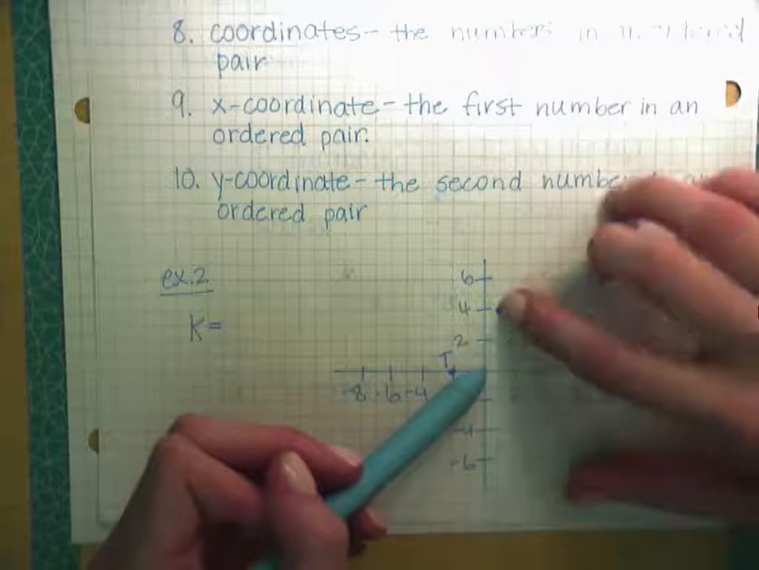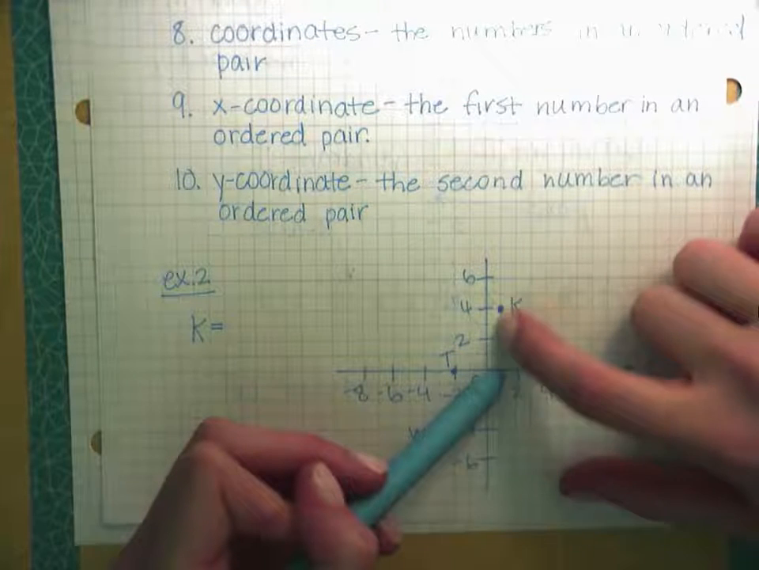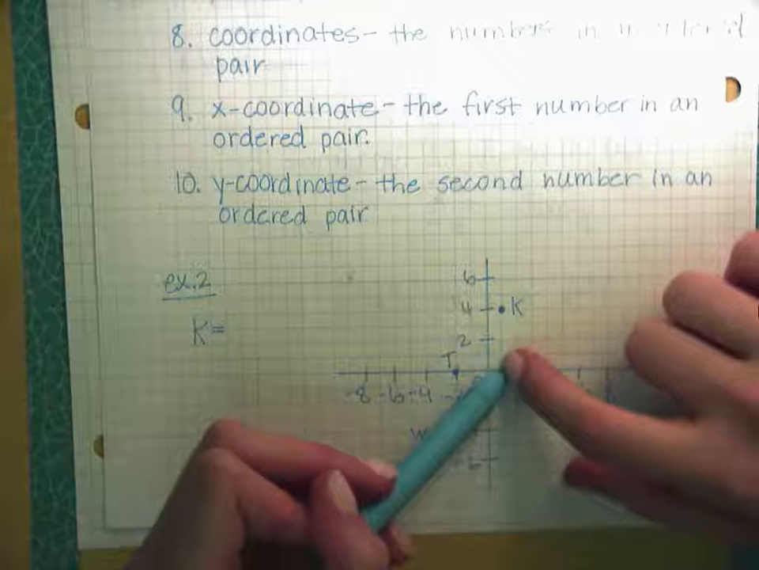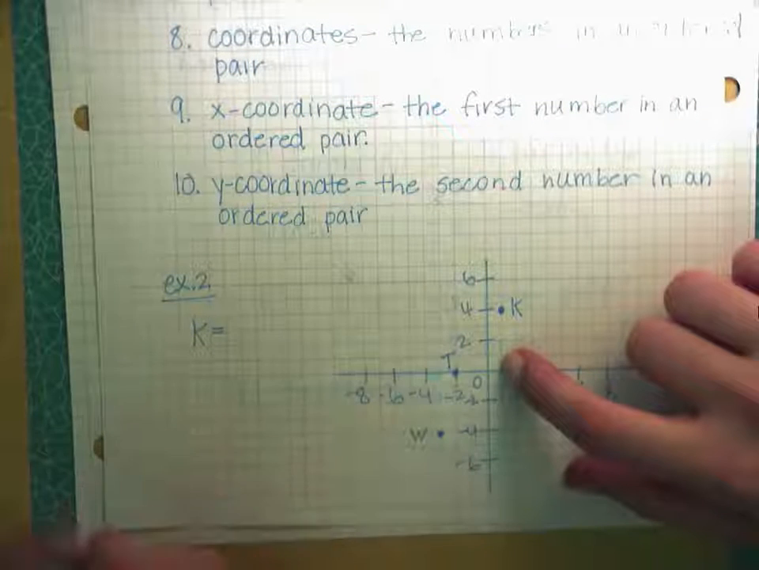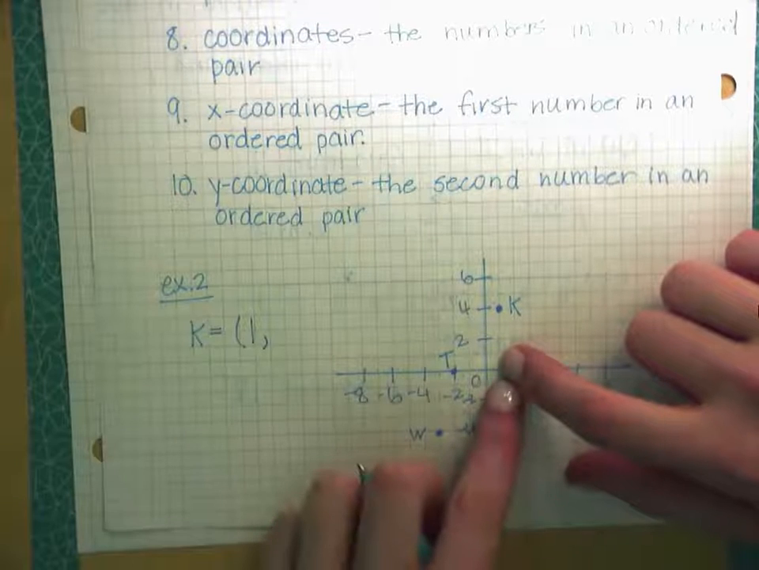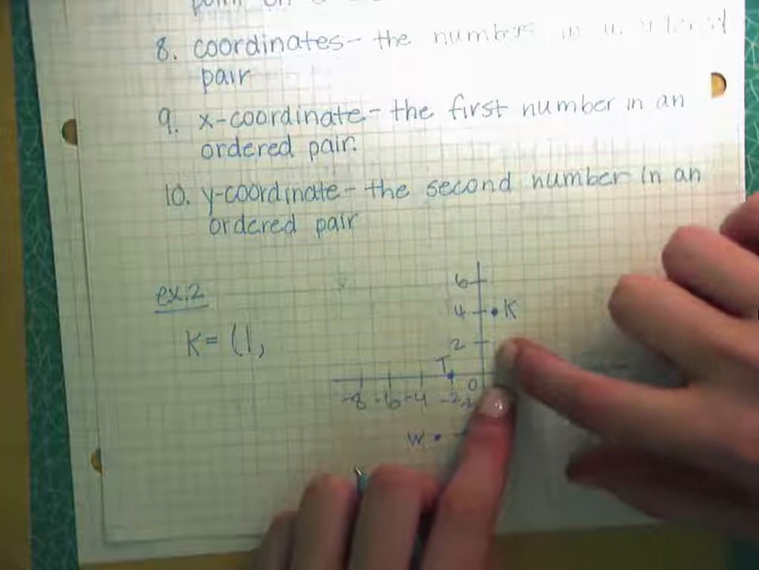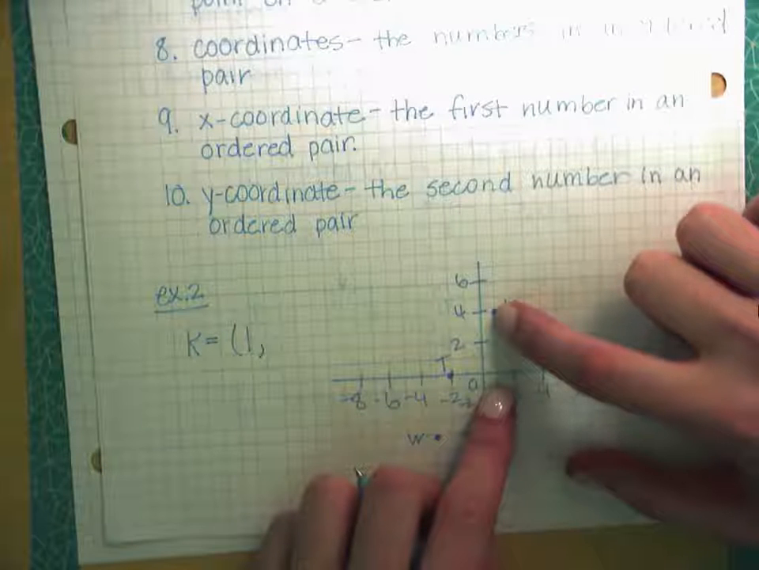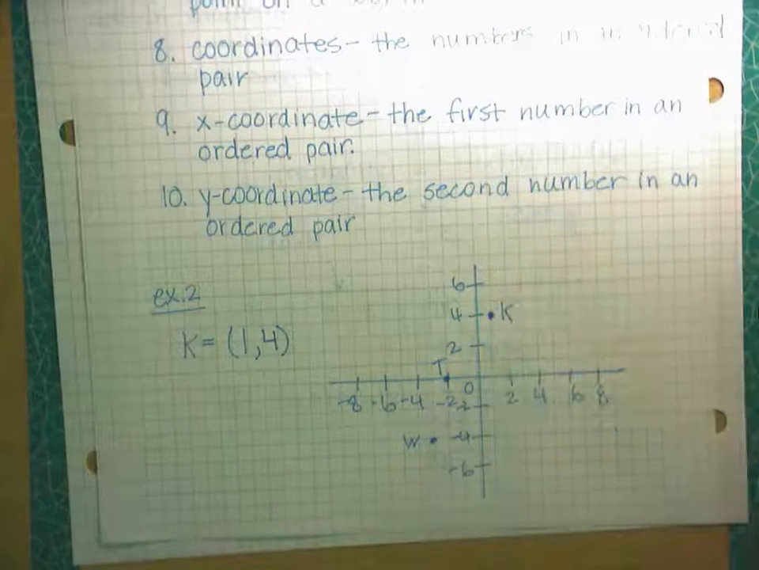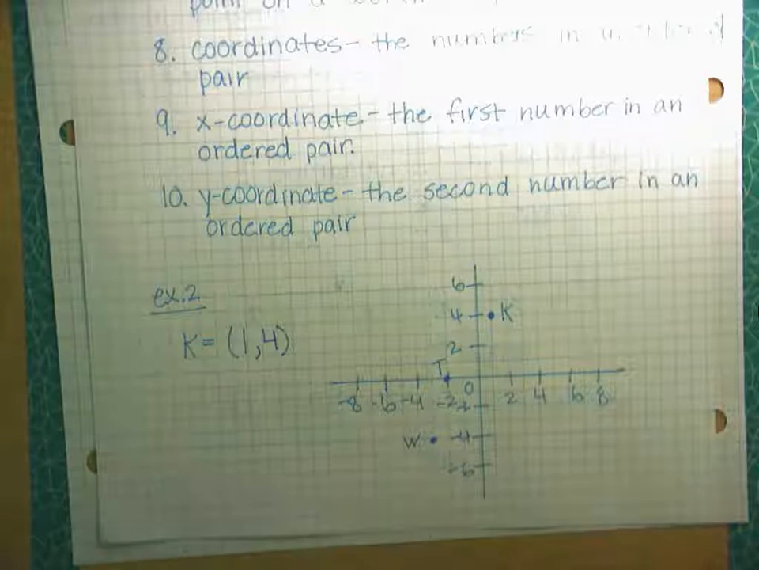Okay, so it looks like I went over to the right 1 space or 1 jump. So that's going to give me my x-coordinate. How far to the left or right did I go? So I went over to the right to 1. Now to get my y-coordinate, I need to see how far up did I go. And it looks like I went up to 4. So 4 would be my y-coordinate. Tells me how far up or down on the y-axis I went.